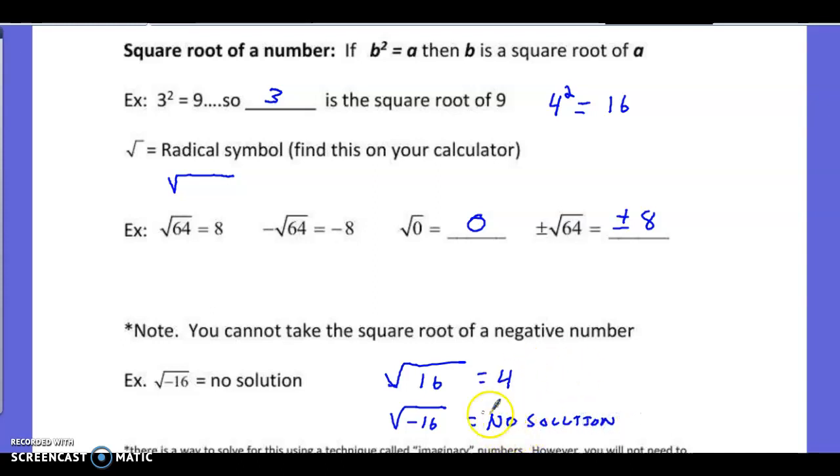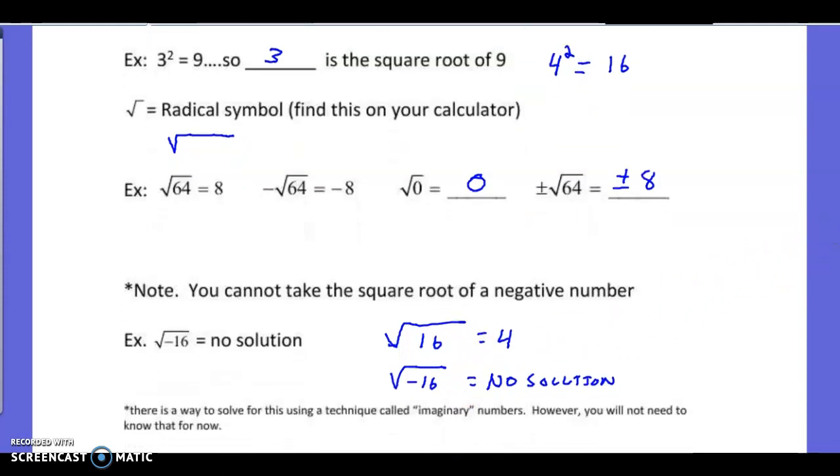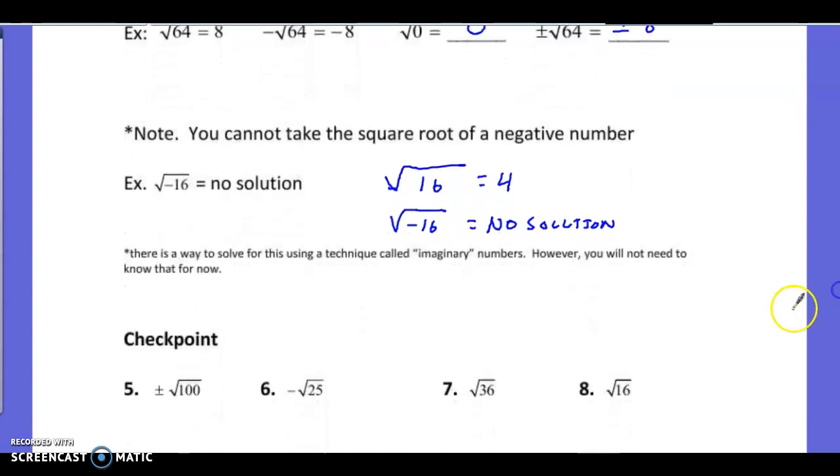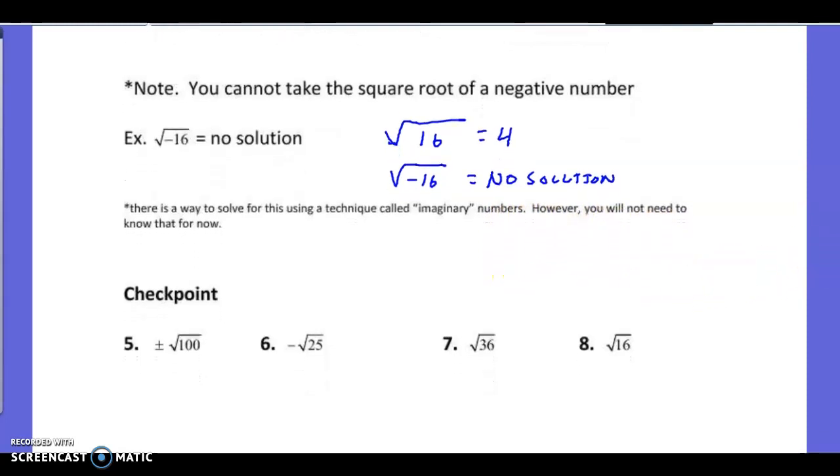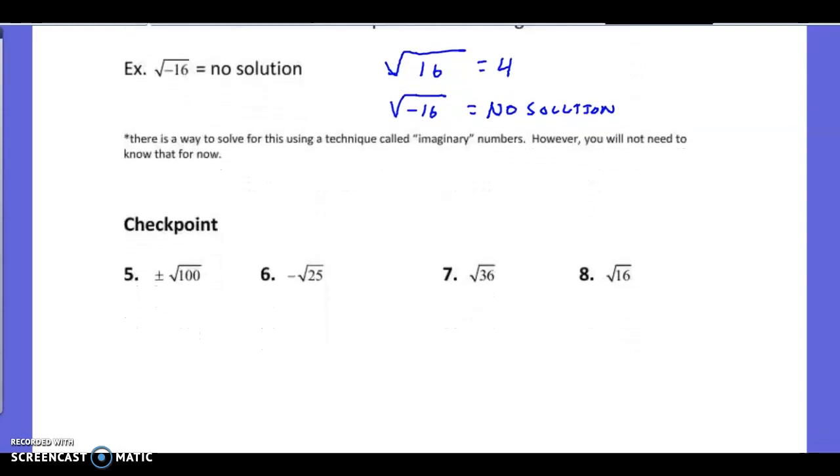As we get into simplifying these, if you have to do a bunch of work inside the radical, because this is basically a grouping symbol, you would simplify everything underneath first, and if it comes out to be negative, you would know that there's no solution. There is a technique when we get into graphing called imaginary numbers, but we are not going to cover that this year or next year, so we don't have to worry about it for right now.